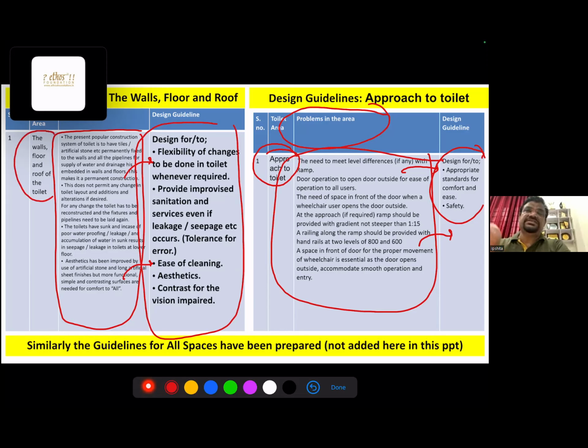The subdivisions which I talked about start with the construction part: the walls of the toilet, the entry of the toilet, the door of the toilet, then the changing area of the toilet, then the water closet area of the toilet. Similarly, it has been prepared for all the spaces where problems have been identified for all the diverse users. The numerical values of evaluations were there in that matrix, and then they were plotted as the bar charts which I had shown you in the previous slides.